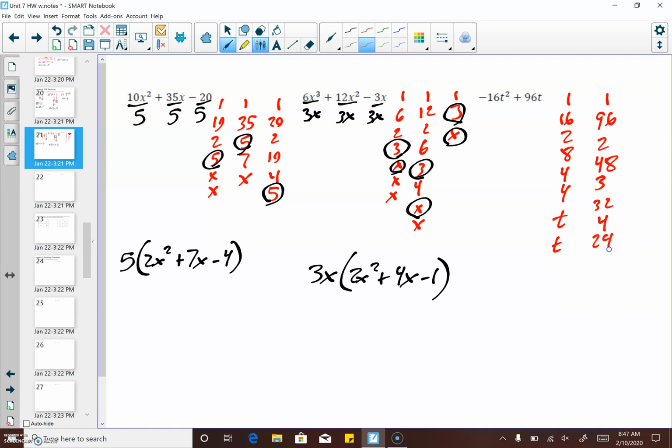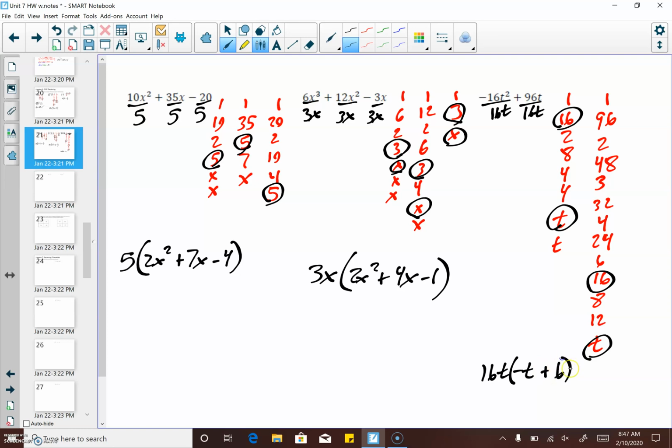4 and 24. We have 6 and 16. We have 8 and 12 and a t. So a lot of things go into that one. The biggest thing that goes into all of them is the 16. And then they each have 1 t. So we're going to divide everything by 16t. So our GCF is 16t on the outside. That leaves us with a negative t, plus 96 divided by 16 is 6, and there are no more t's, so we get negative t plus 6.